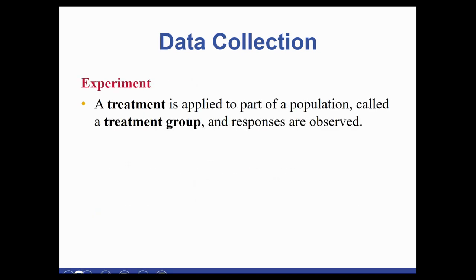The other type of data collection is experiment. And oftentimes we think of in a chemistry lab for this. So some sort of treatment is applied to part of a population called the treatment group, and the responses are observed. So this is any time you are splitting your sample into 2 groups. One group gets the treatment, one group doesn't.